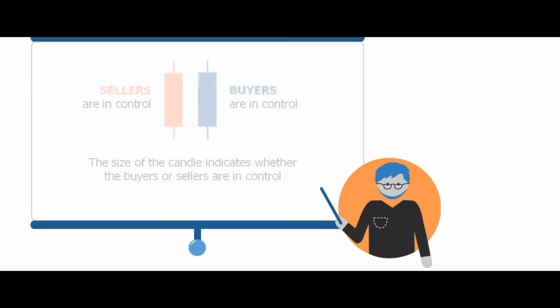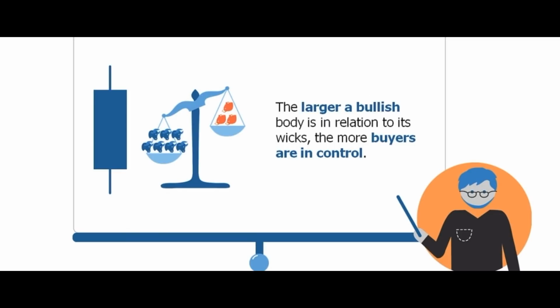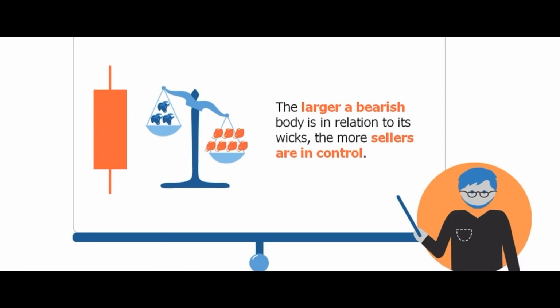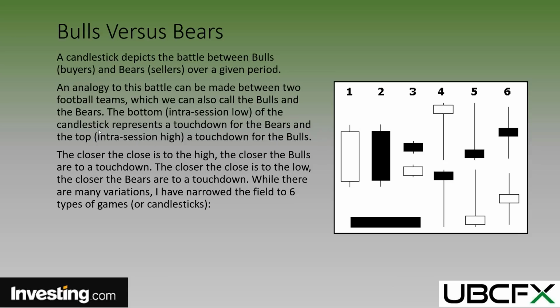So far, you have learned that the size of the body of the candle indicates whether the buyers or sellers are in control. That the larger a bullish body is in relation to its wicks, the more the buyers are in control. And the larger a bearish body is in relation to its wicks, the more the sellers are in control. So what does the shape and the size of the candle tell you? It tells you the battle between the bears and the bulls.